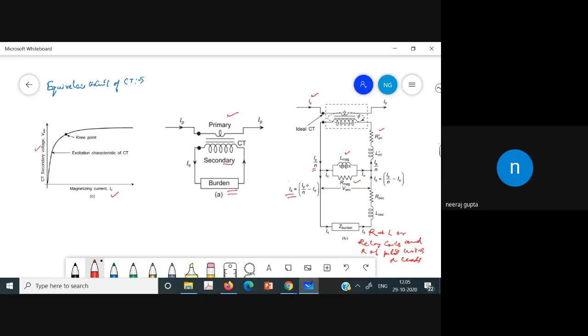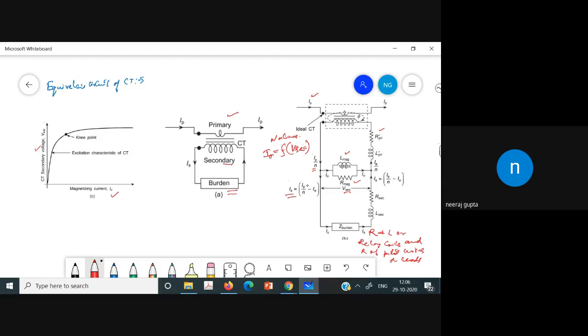Now, as you know from the equivalent circuit of the transformer, the magnetizing current I naught is a non-linear function of the voltage, and the voltage in this case is V secondary. So it is the non-linear function of the secondary voltage.